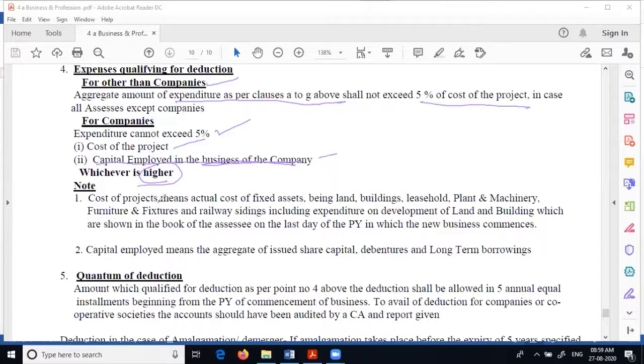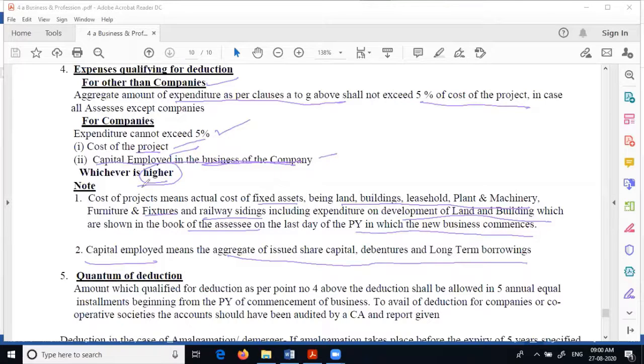Now, what is the cost of the project? Cost of the project is the actual cost of fixed assets: land, building, leasehold, plant and machinery, furniture, railway siding, including development of land and building, which are shown as block of assets for the last year. So that is the cost of project. Now, what about capital employed, which you are looking at here? It means the aggregate of the issued share capital, debentures and loans.